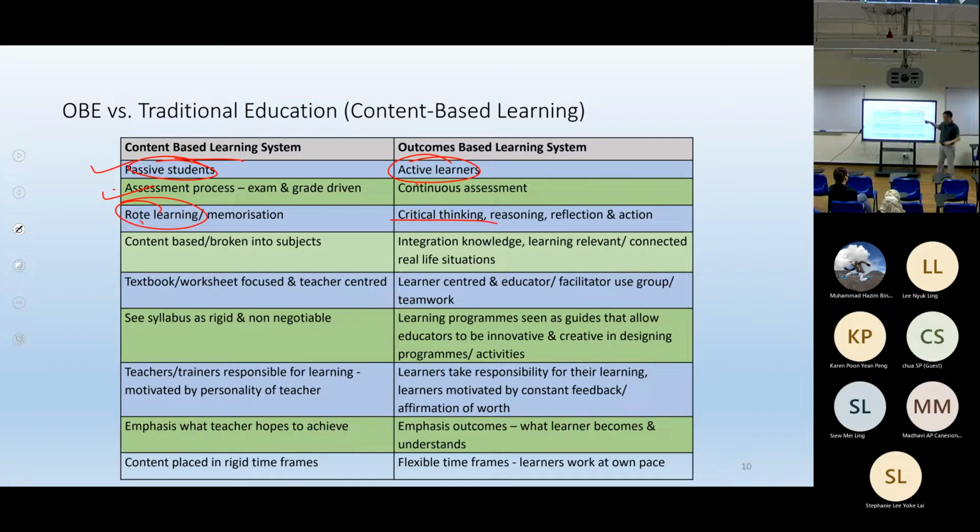Why? Rote learning is memory, regurgitate, memorization. So now we are looking at critical thinking, reasoning, reflection. Outcomes based, what is required in the future? People that can think. That's why we need to do this. Why? Then you may ask me, hey, how come last time is like that?